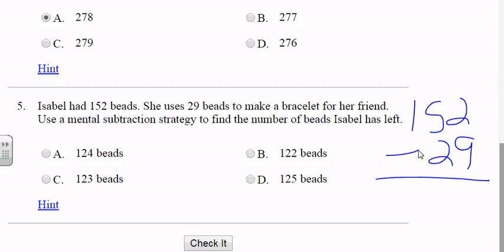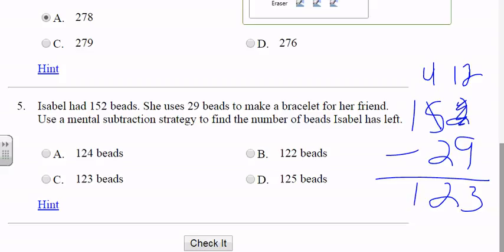So 2 minus 9? I can't do that. So I borrow from the 5, that makes it a 4. The one that I borrow goes next door to the right. Instead of 2, I get 12. So 12 minus 9 is? 3. And then 4 minus 2 is 2. And then 1 minus 0 is? 1. So my answer is 123, which is C.